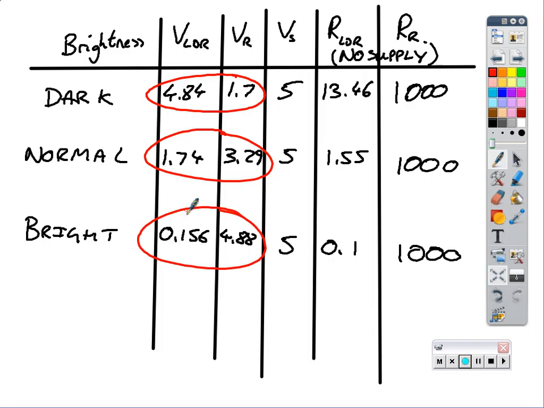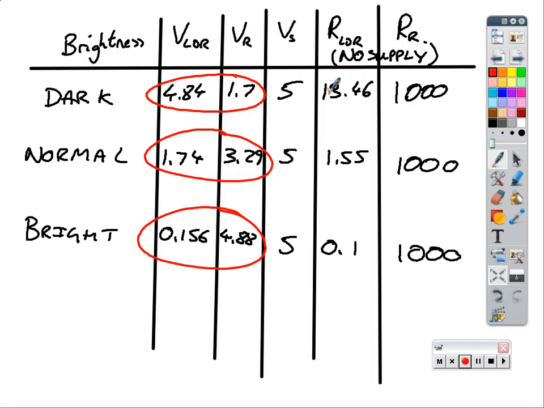And finally, what we should see is this resistance here getting bigger. So this number here is bigger than this number here. And this is an increase of resistance. So what effect does the light level have on the LDR in terms of its resistance? That's the question. What effect does the light level have on the LDR in terms of its resistance?